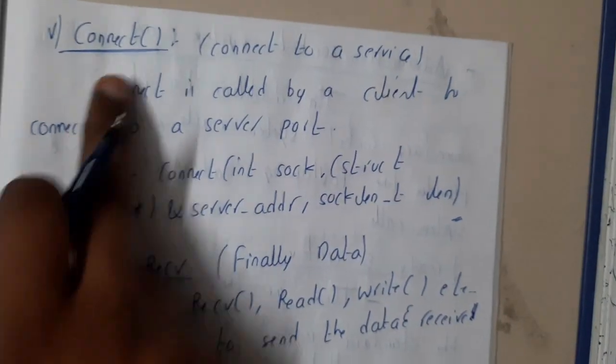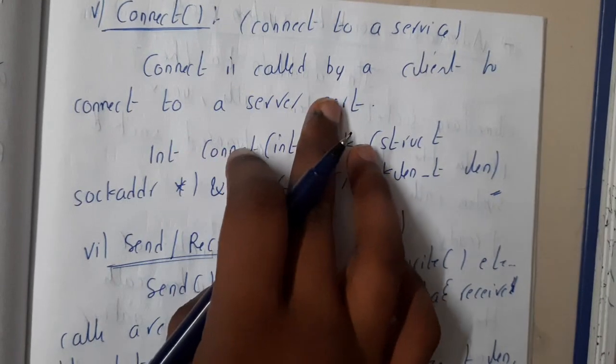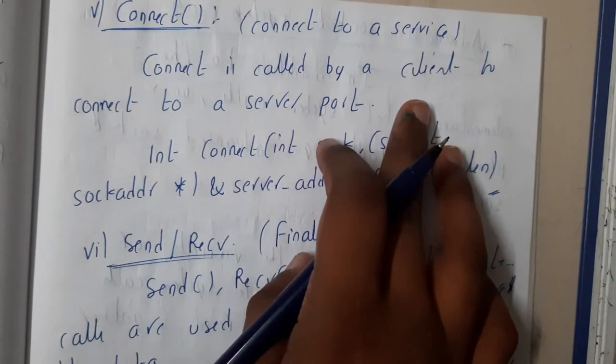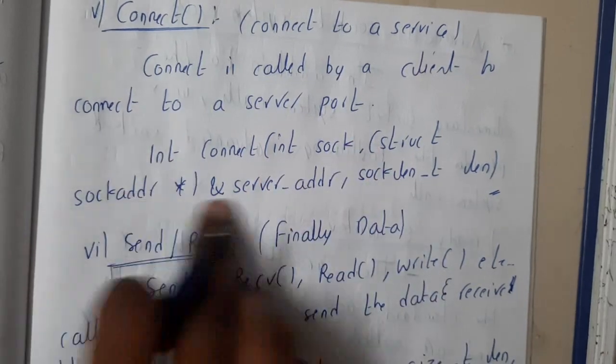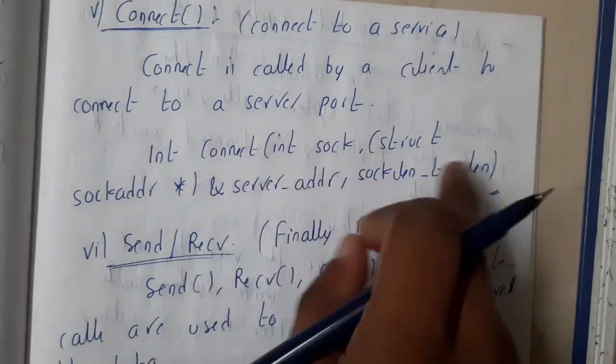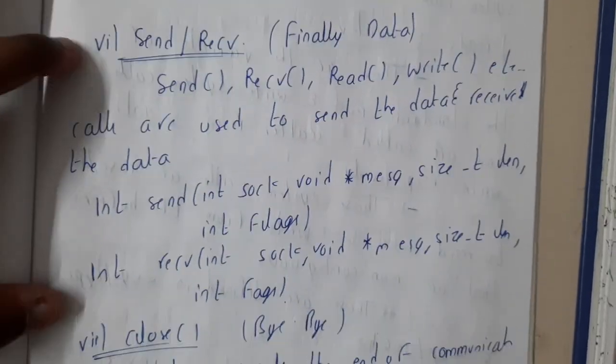Similarly, connect is to connect to a service. Connect is called by a client to connect to a server port. The syntax will be in this way. It is nothing but establishing the main connection. Once the connection is done, we'll be transferring the data.